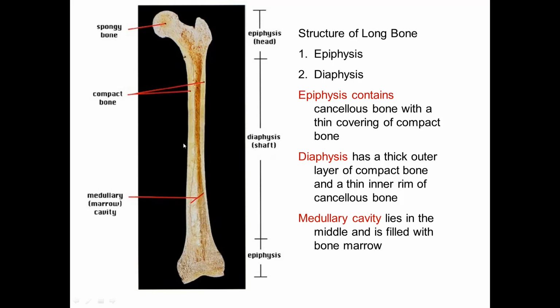Epiphysis has cancellous bone with a thin covering of compact bone. Diaphysis has a thin outer layer of compact bone with a thin inner rim of cancellous bone. The medullary cavity lies in the middle and is filled with bone marrow.